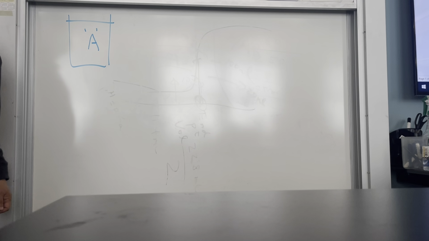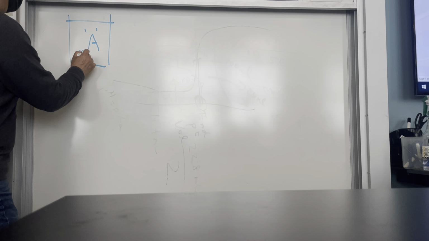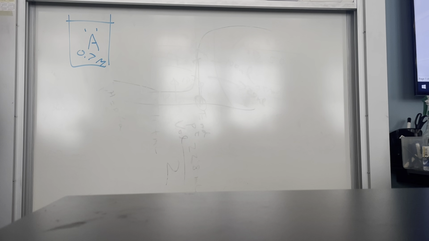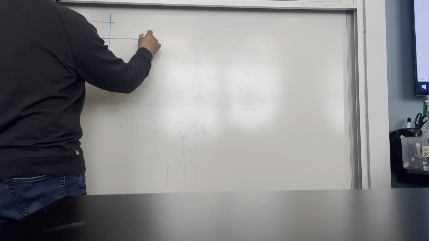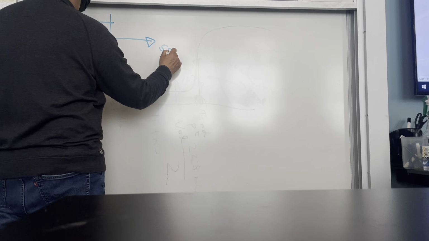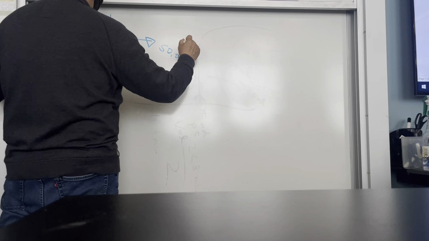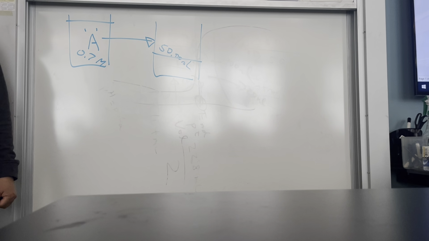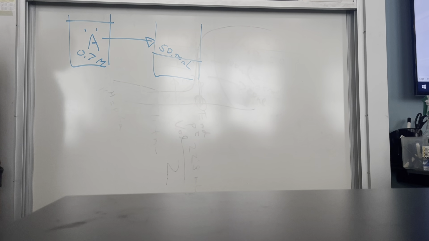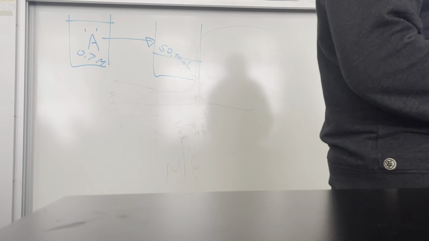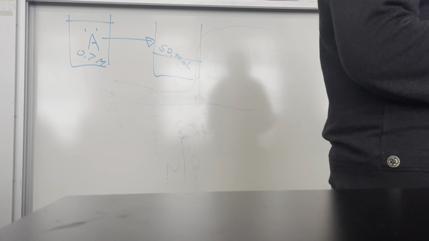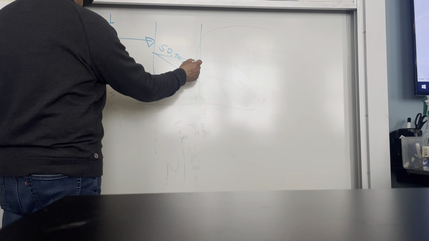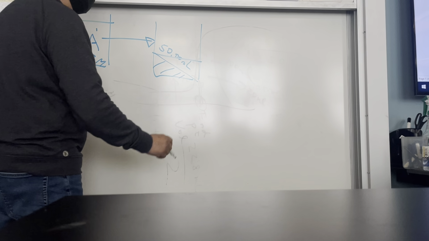So we have our solution A, which is 0.7 molar acetic acid. And then we take out 15 mL of that. Now what do we need to do? If you read and follow the instruction, we want to neutralize half of the solution.